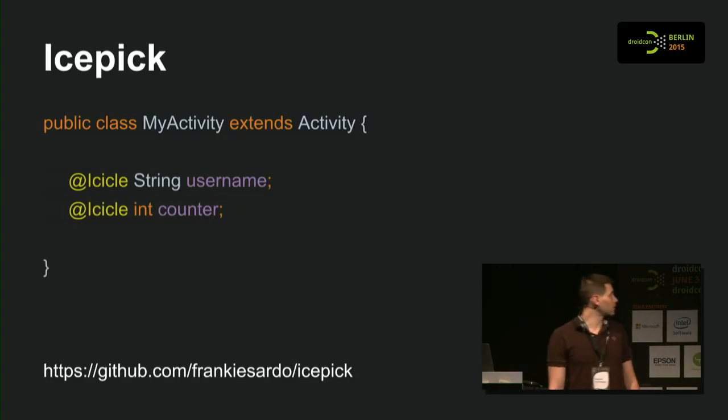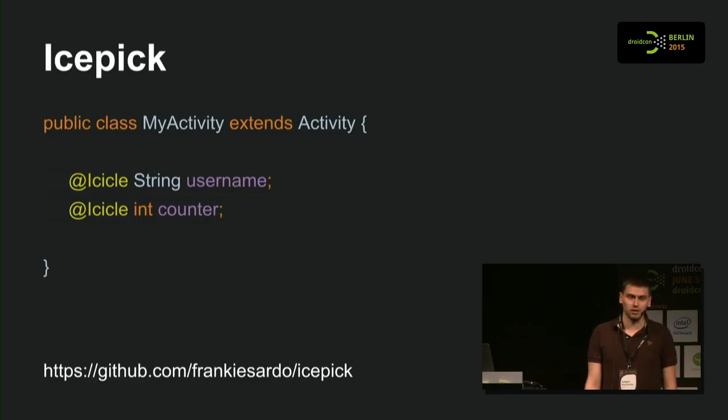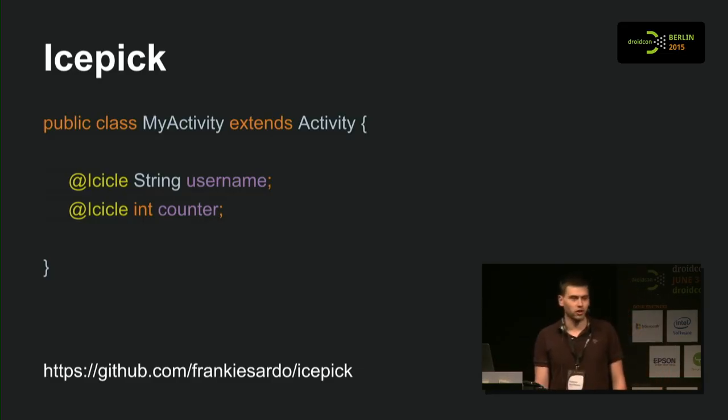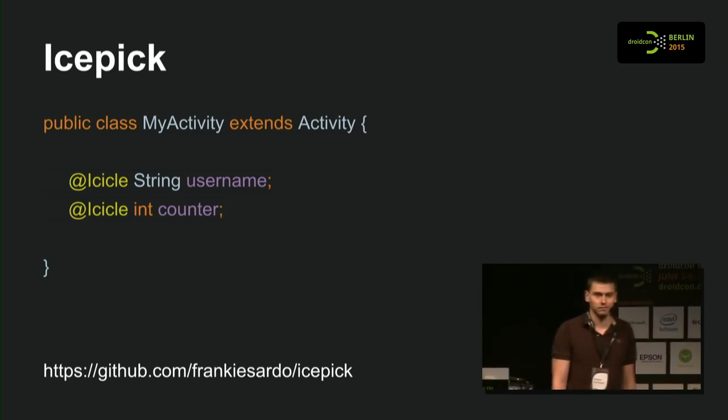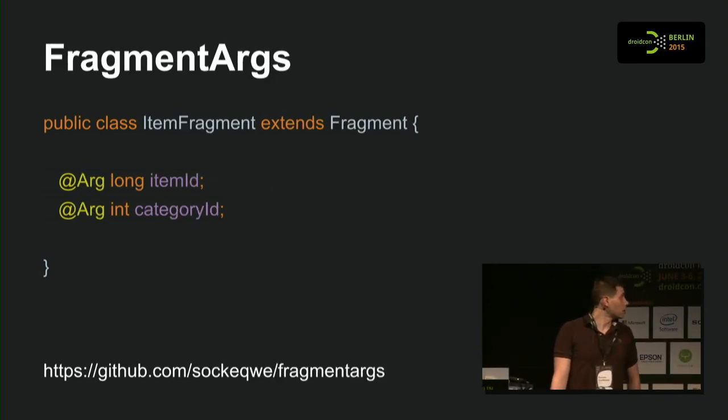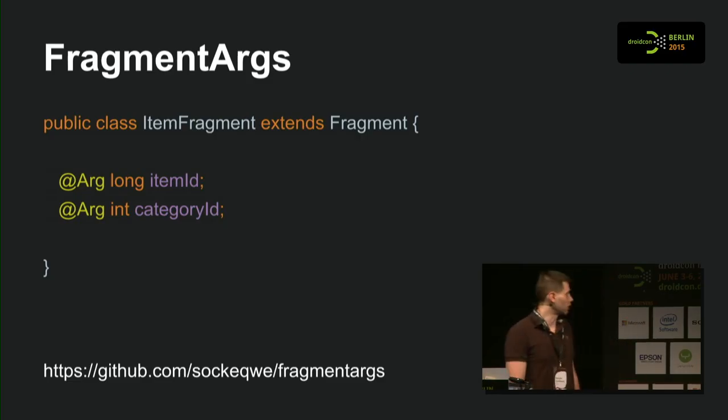And there's something similar for saving instance states. So instead of putting all your data by hand into the bundle, all you have to do is annotate it with @Icicle. And it works seamlessly with pulling the data out of the bundle. Pretty much the same for fragment arguments. Instead of writing your own bundle and putting everything into it, you can use annotations.